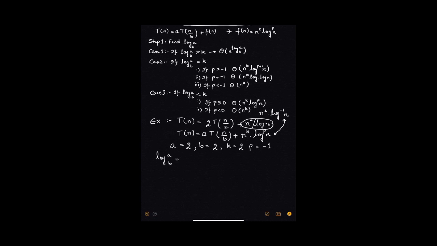Let us find the value of log a base b. This becomes log 2 base 2, the value is equal to 1. We have to compare my log value with my k value. Since the value of k is equal to 2, my log value is less than k. This resembles my case 3. Now we have to additionally check the value of p. So p is equal to minus 1. This resembles my second equation in case 3 where the value of p is less than 0. So I can say the time complexity for this recurrence relation is order of n raised to the power of k. So the value of k over here is 2. So the total time complexity we get is order of n square.